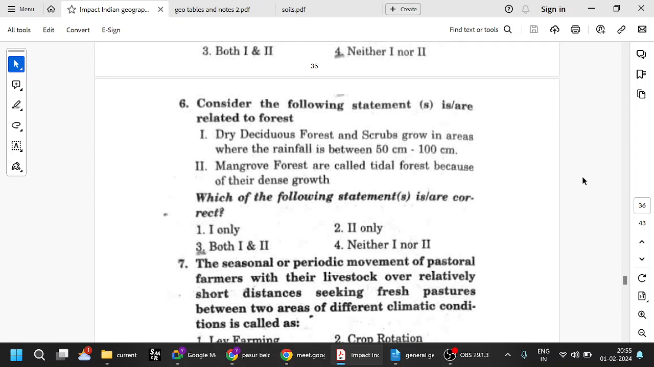So which of the following statements is related to forest? Dry deciduous forest scrubs grow in rainfall between 50 to 100. Okay, so we have seen 50 to 100 is dry deciduous, 100 to 200 is moist deciduous. Mangrove forests are called tidal forest, which is again correct because mangroves mostly grow in those saltwater regions where tides are very famous. Both 1 and 2.